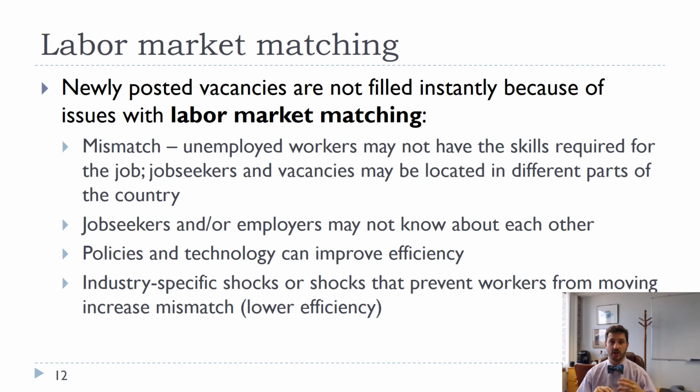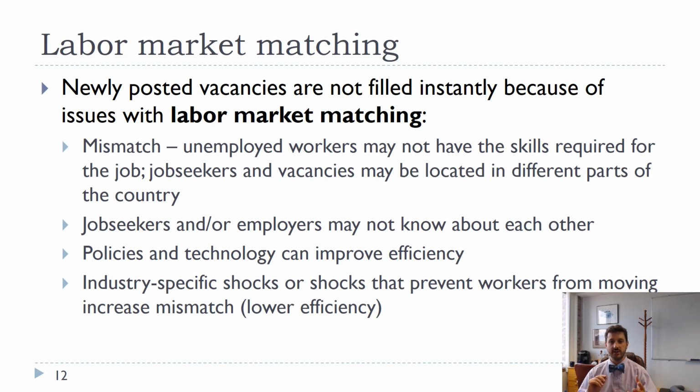It could also be that job seekers and employers may not know about each other. So, for instance, if Minneapolis is booming, but Florida is in a recession, it might be that a lot of workers in Florida could go find good jobs in Minneapolis, but they just don't know about them. It could be that there are some policies and technology that can improve efficiency. So online job postings might help improve efficiency. Any sort of new service that matches workers with firms might help improve efficiency. And so that's definitely one possibility.